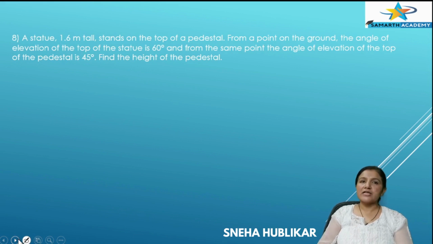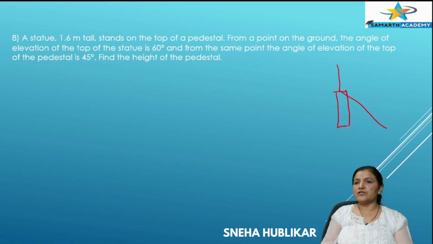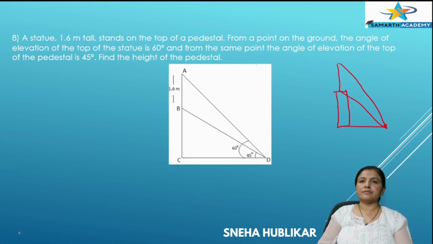Question 8. A statue 1.6 meter tall stands on the top of a pedestal. This question also goes in the same way. This is the pedestal and the statue is standing over here. Okay, and the angle of elevation of the top of the statue is 60, and from the same point the angle of elevation of the pedestal, this is the angle of elevation of the pedestal, this is the angle of elevation of the statue from the same point. So this goes with the figure, and he's asking find the height of the pedestal. So BC is equal to question mark.